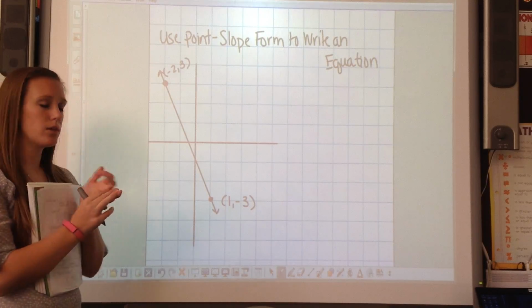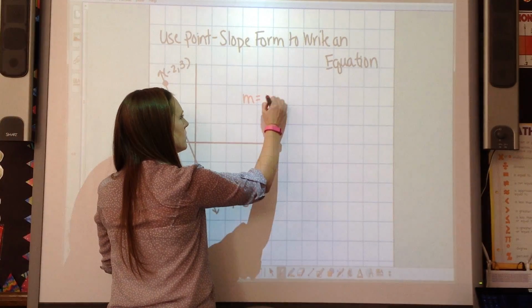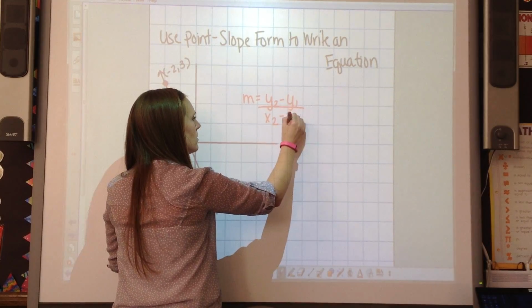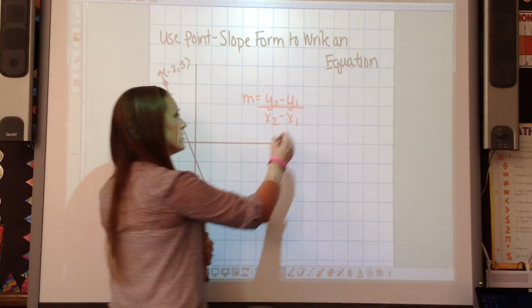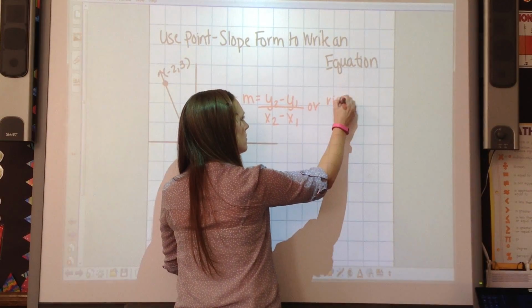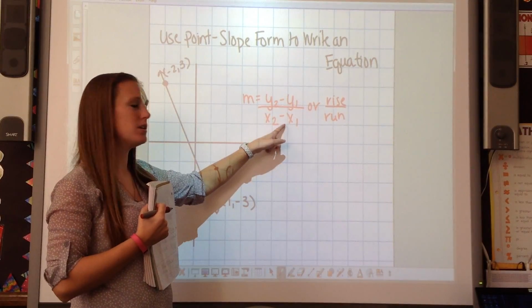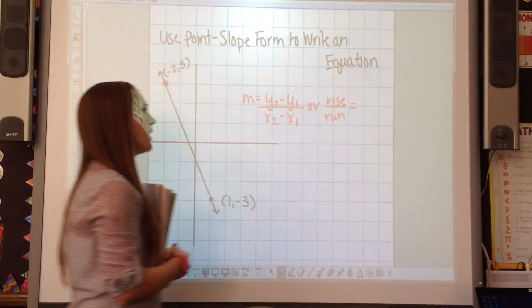You can use the formula. Or because they give us a graph, you can use rise over run. If they did not give us a graph, it would be easier to use the equation. I'm going to use rise over run.